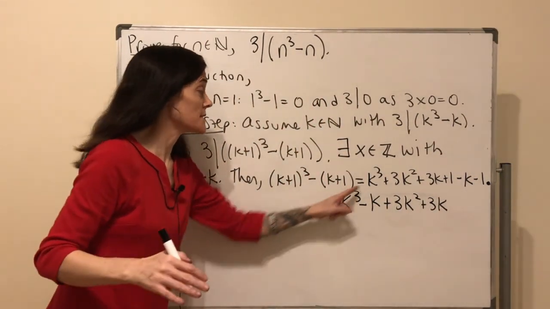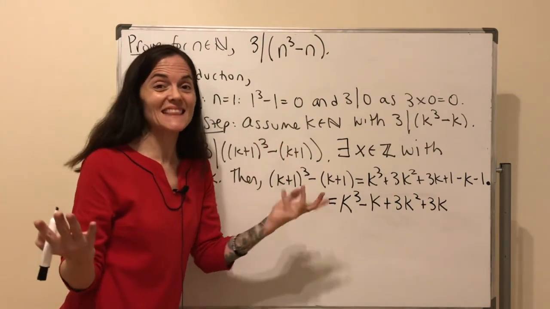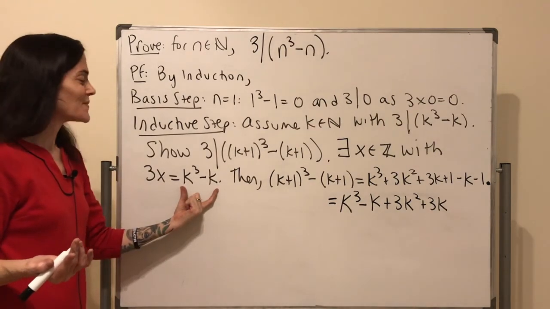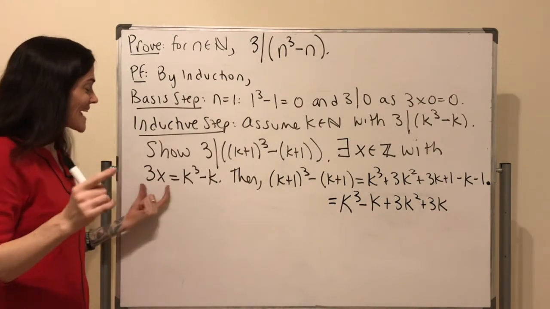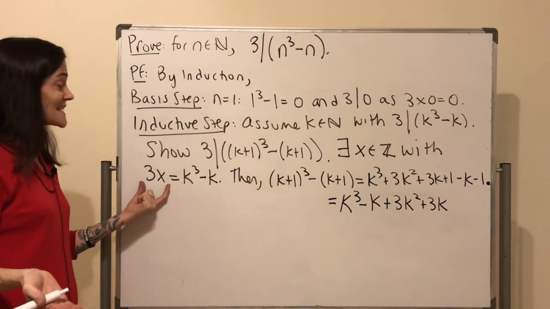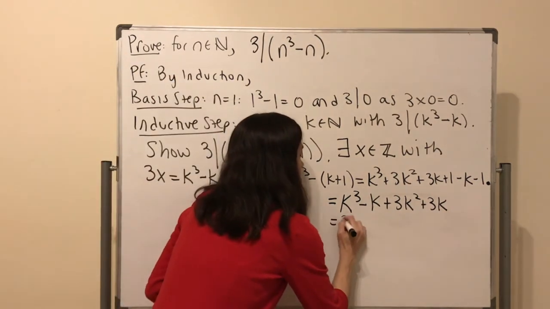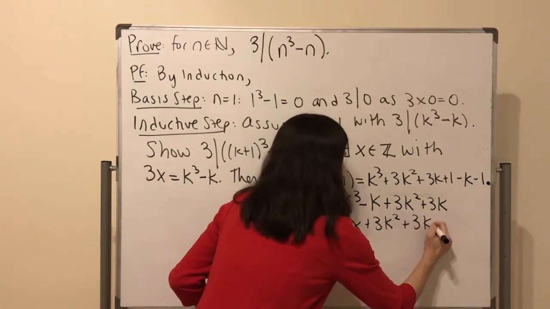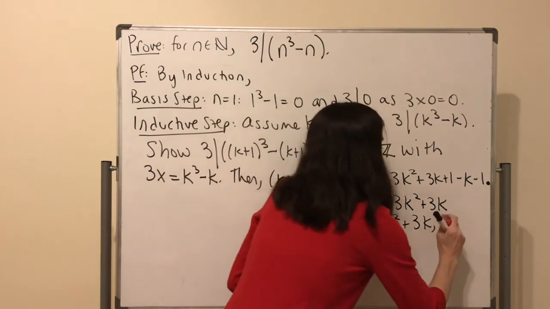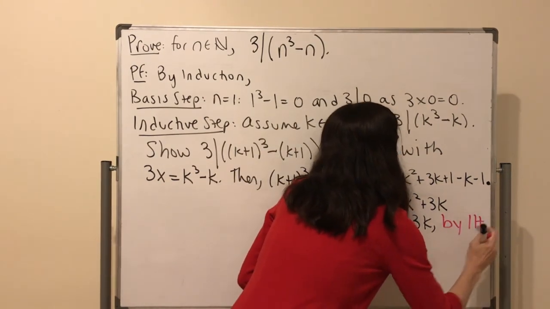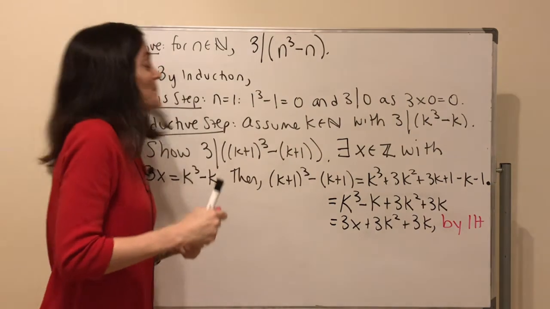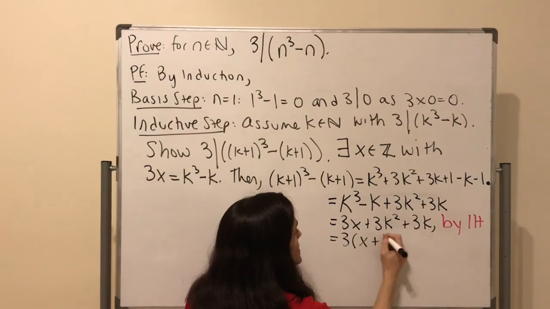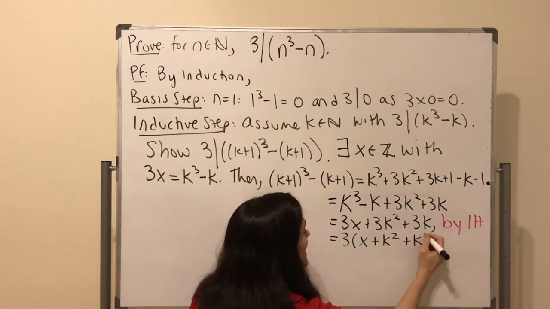So far, you notice I have not used my inductive hypothesis. I just rearranged some things. But here is where I will use this. k cubed minus k is equal to 3x, where x is an integer. So this is 3x plus 3k squared plus 3k. And now you see I am basically finished. I factor out a 3. This is 3 times x plus k squared plus k.